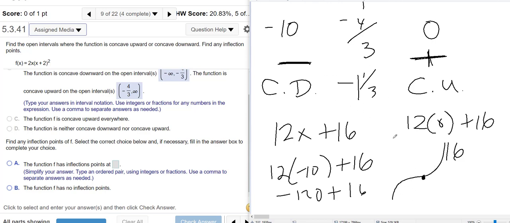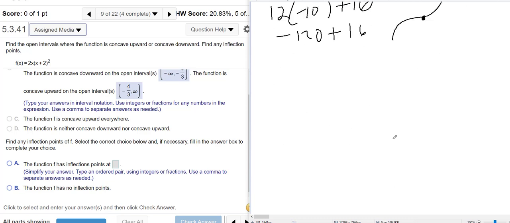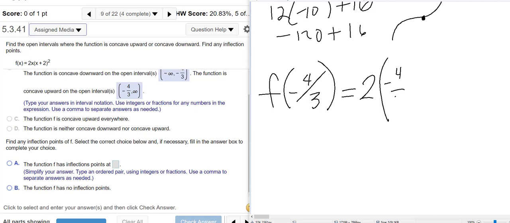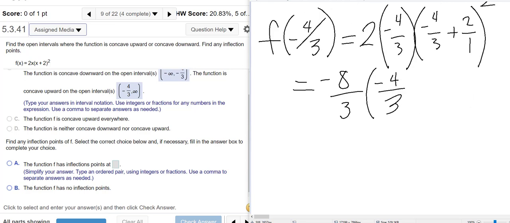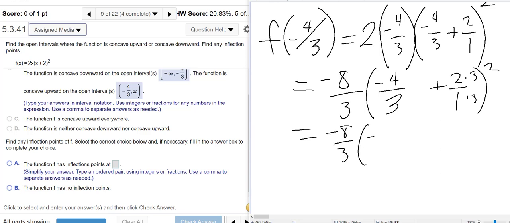So I have to put negative 4/3 in the original function. I need to find f of negative 4/3. This is my point of inflection. So it's 2 times negative 4/3 times negative 4/3 plus 2, and I'm going to put the 2 over 1 so I can get a common denominator, all squared. That's negative 8/3 times negative 4/3 plus 2/1. I need a common denominator of 3, so I multiply the second one, top and bottom, by 3. So negative 8 over 3 times negative 4 over 3 plus 6 over 3, and all that is squared.